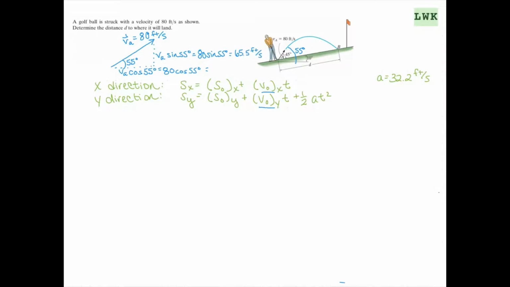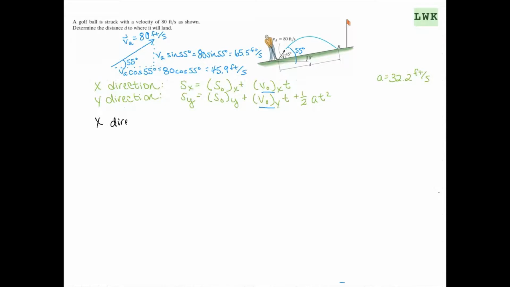65.5 about, which is our velocity in the y direction. And we know that our x direction is going to be equal to about 45.9 feet per second. So that's great. So we can start making a move now into plugging in what we know to solve these equations.